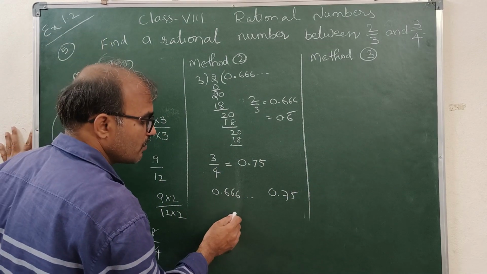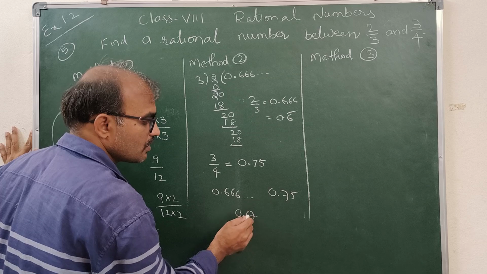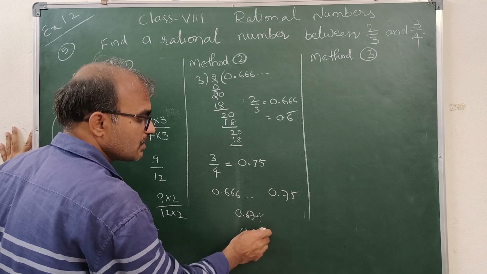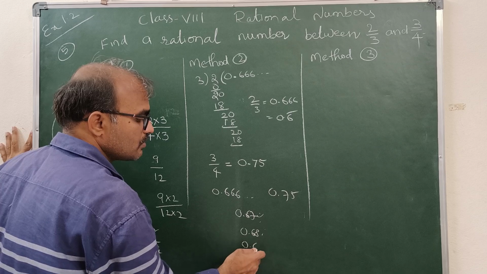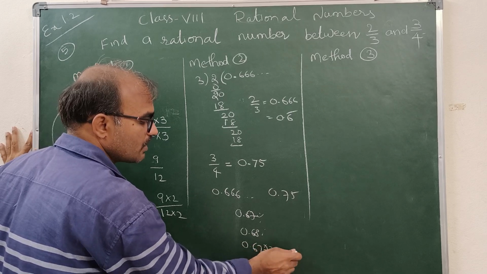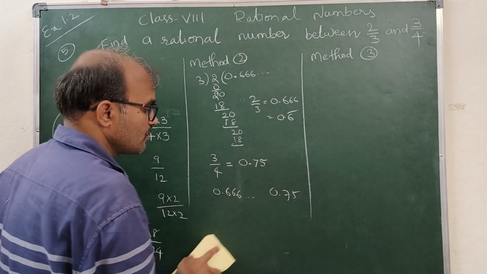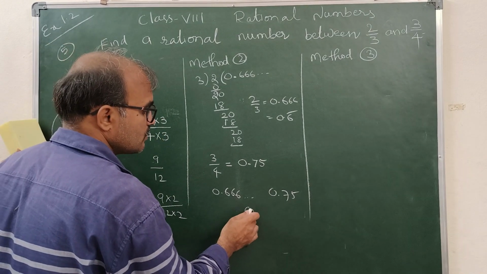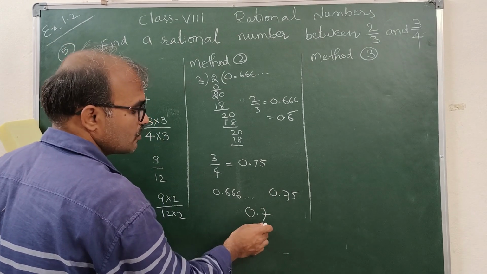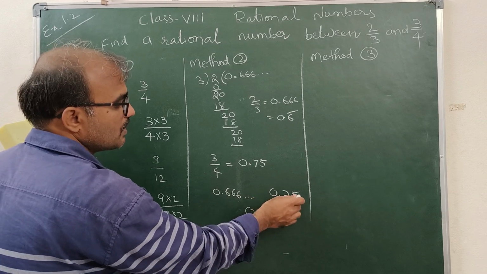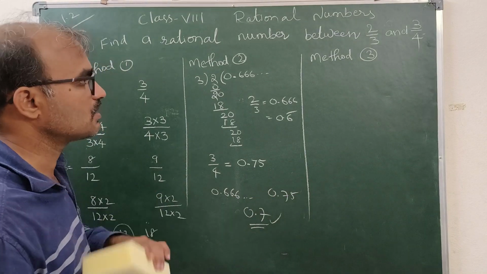What you can write? Even if you write 0.67, true, correct. 0.68, correct. 0.6777 if you write, correct, right? Whatever you write, it should be in between. So easy one is 0.7, right? 0.7 is a number which is between 0.666 and 0.75. Okay, this is second method.